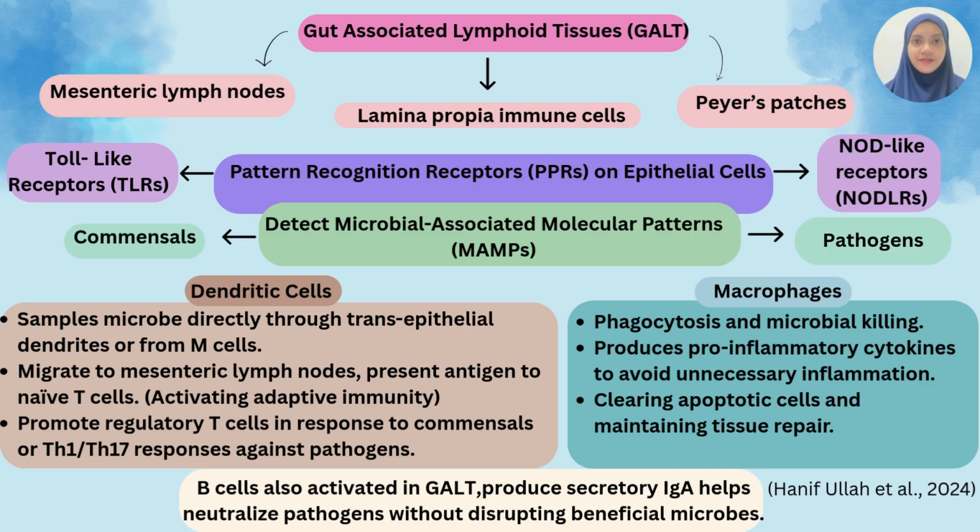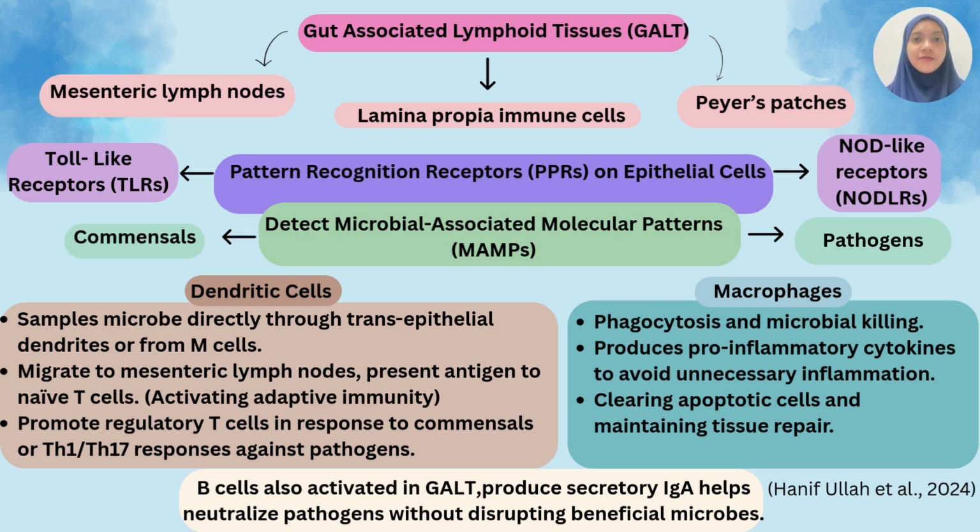When a potential threat is identified, immune cells beneath the epithelial layer, mainly dendritic cells and macrophages, respond. Pattern recognition receptors are expressed on both dendritic cells and macrophages to help differentiate between commensal microbes and pathogens. Dendritic cells sample microbes directly through transepithelial dendrites or M cells. They also migrate to the mesenteric lymph node to present antigen to naive T cells to activate adaptive immunity, which promotes regulatory T cells in response to commensals, or helper T1 and helper T17 cells in response to pathogens.